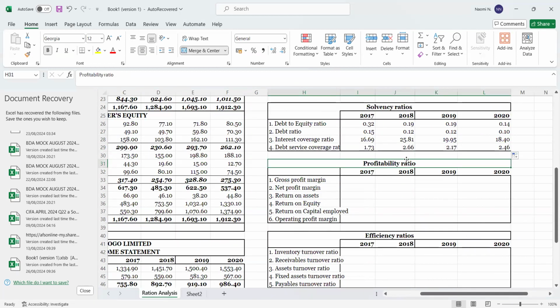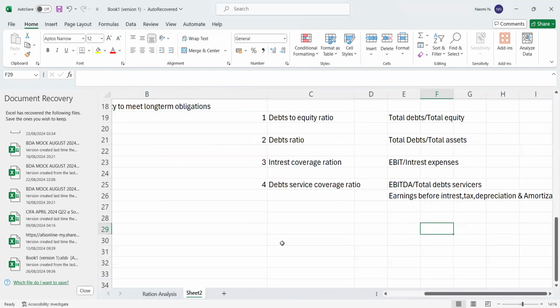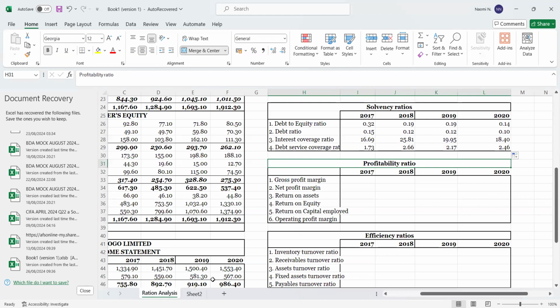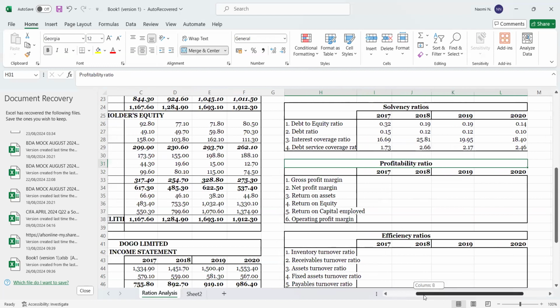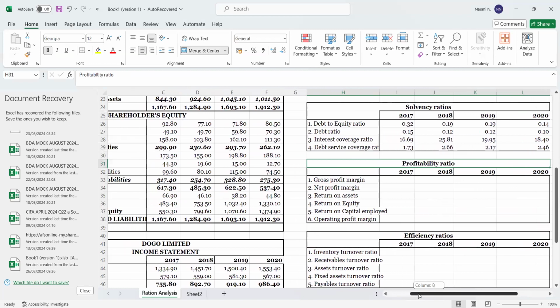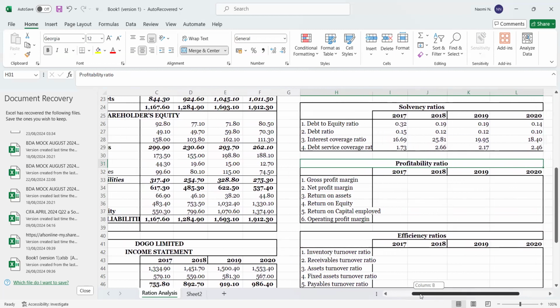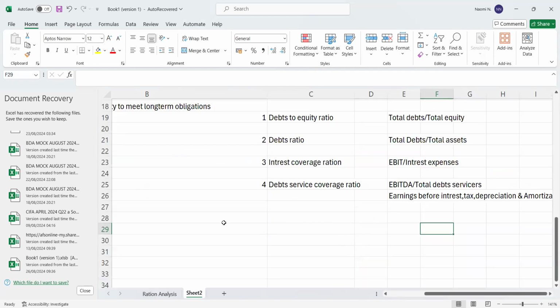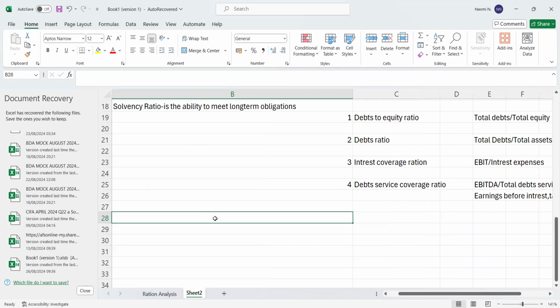Okay, so on solvency ratio, that is how we ought to calculate. In case you have any concern or a question regarding this, please feel free to chat so that you can see how to help each other, so that we gain knowledge from each other. So on profitability ratio, we can start and see how far we can handle this.